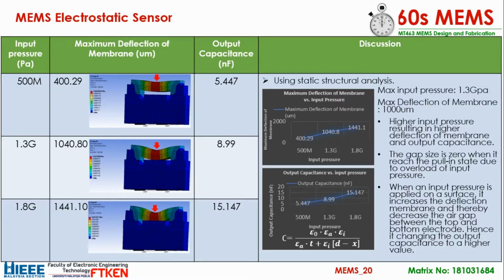As the sensor reached the pull-in state, the top electrode merged with the bottom electrode as in the third result, and the air gap is zero at this state. It is proved that with a higher input pressure, a higher membrane deflection is formed, and thus the smaller the gap between the top and bottom electrodes. Consequently, it increased the output capacitance of the pressure sensor.